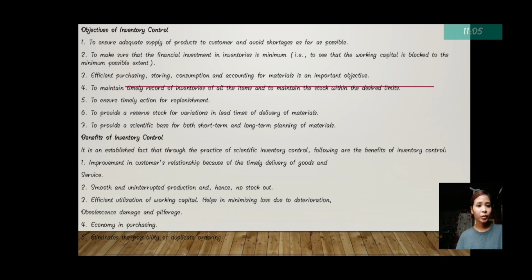Then to maintain timely records of inventories of all the items and to maintain the stock within the desired limits. Then next is to ensure timely action for replenishment. Then to provide a reserve stock for variations in lead times of delivery of materials. Then to provide a scientific base for both short-term and long-term planning of materials. So meaning they also provide some short-term and long-term objectives to meet its demand.